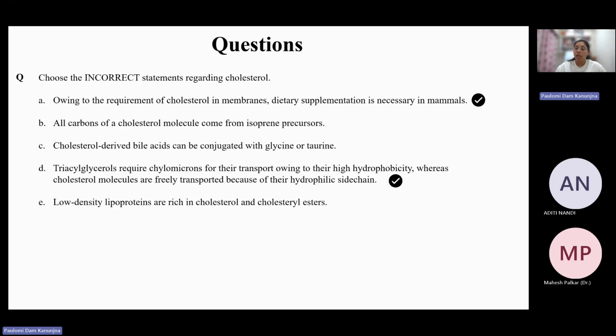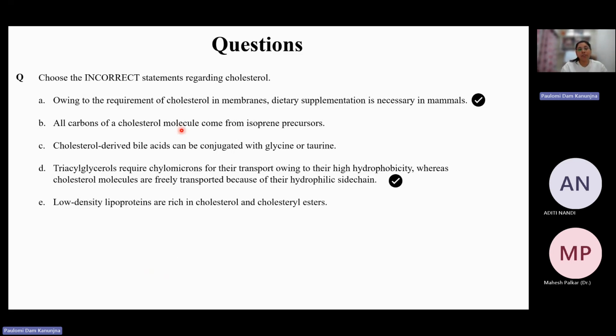It's not essential because cholesterol can be synthesized from very simple precursors like acetyl coenzyme A, which you already have, or which is an intermediate of several other pathways. So it's not a supplement or an essential component in our diet. Even if there is a requirement in the membrane, it doesn't mean that it has to be supplemented by a dietary component, right? That's why it's incorrect.